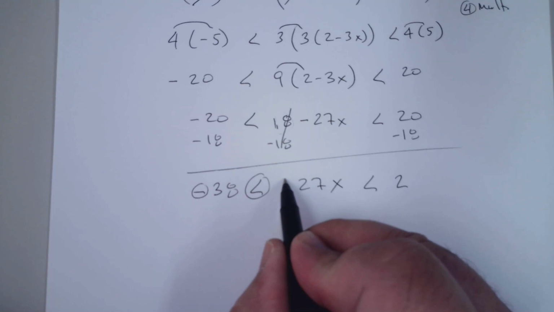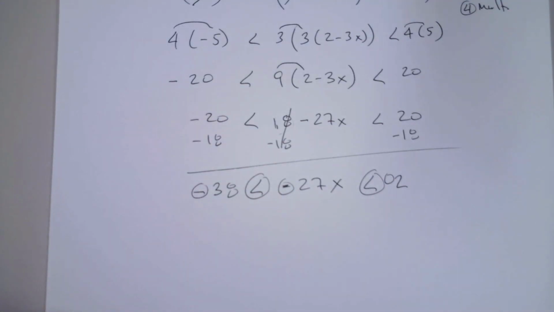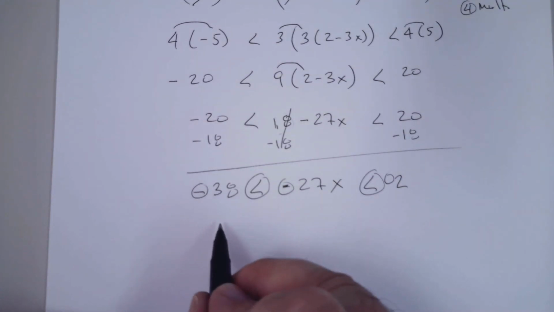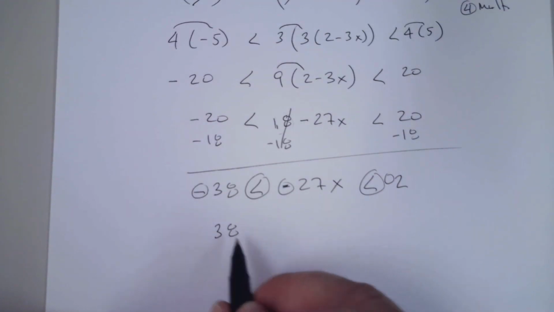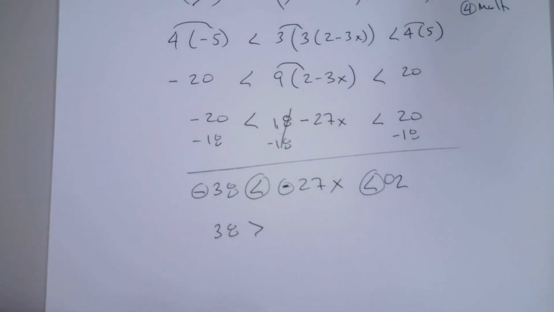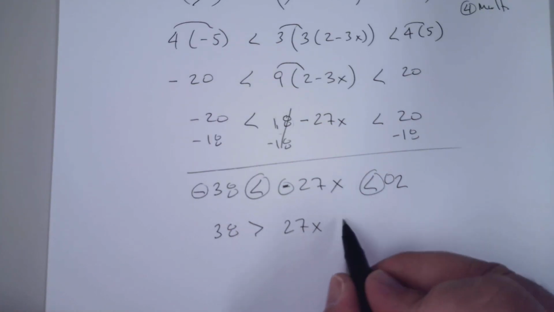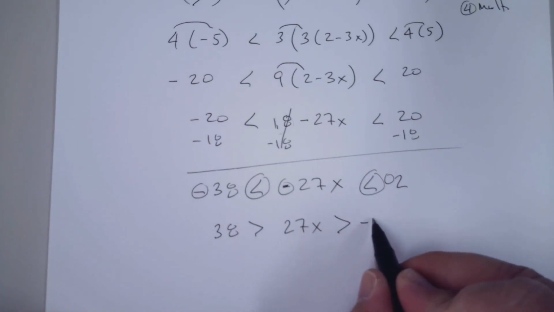So we change everything. Change all the signs and the directions. So negative 38 becomes positive 38. That less than becomes greater than. That negative 27x becomes 27x. That less than becomes greater than. That becomes negative 2.